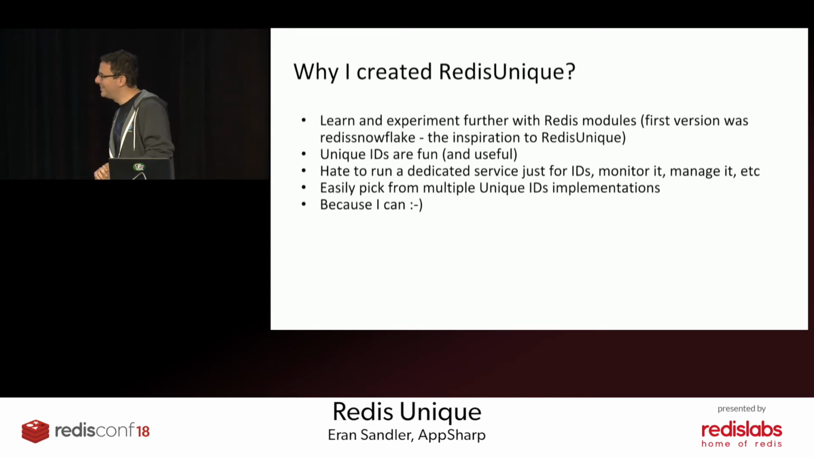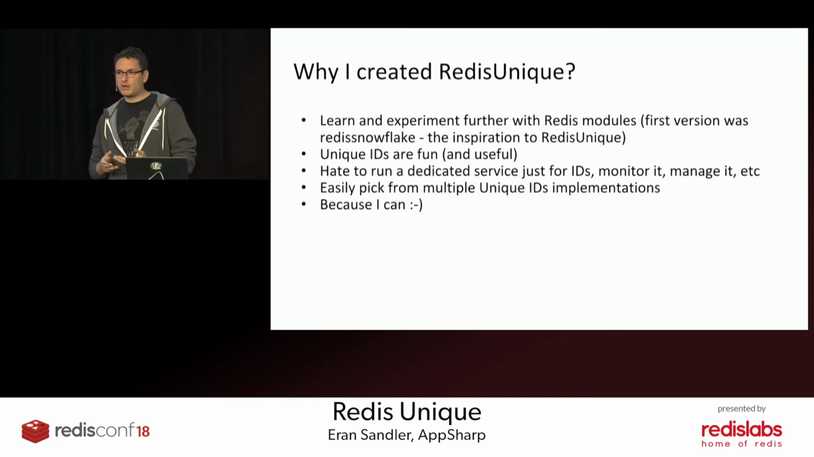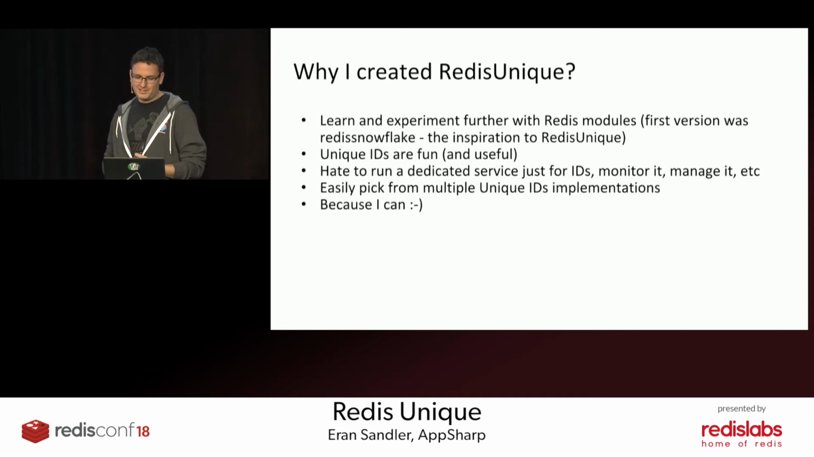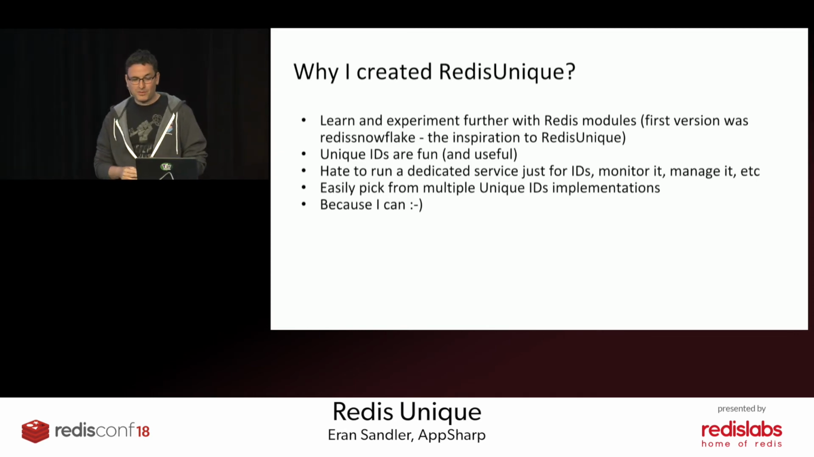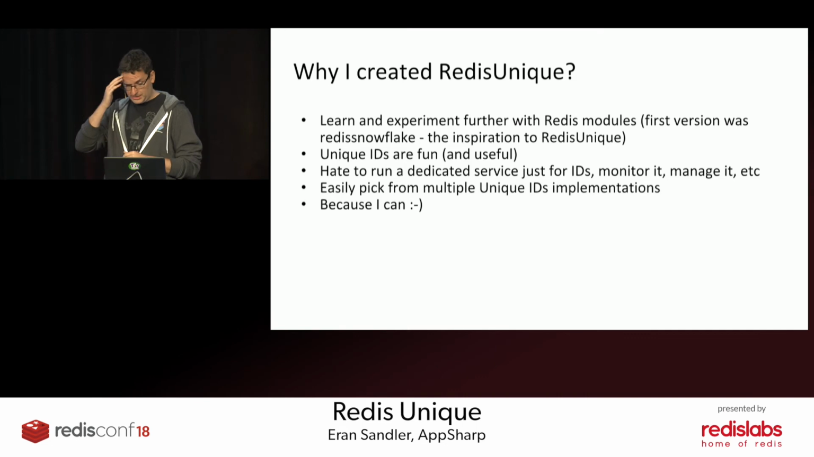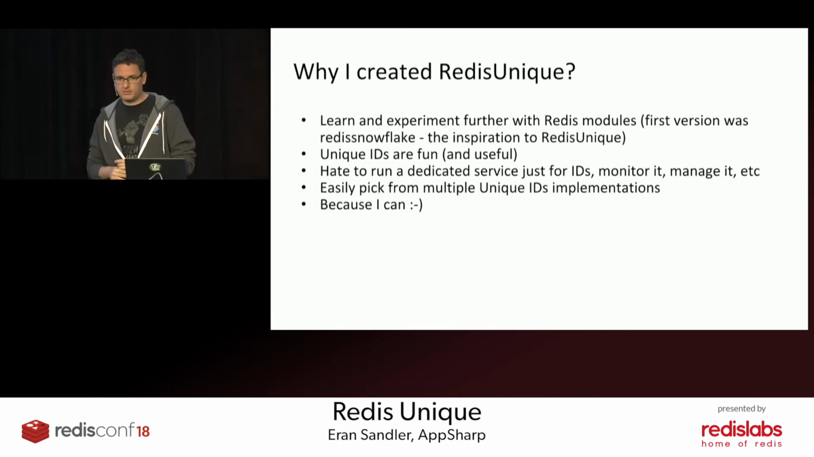Why was Redis Unique created? So first of all, I wanted to learn a little bit about how to write modules for Redis. The first version was kind of like my benchmark for studying things. I think since Twitter did Snowflake in 2010, it became my benchmark for evaluating new languages or platforms, and it's just simple enough code to figure out how things work. So the original version was just Snowflake, but then I decided let's add some more things, so GUIDs and everything else. Unique IDs are fun, as much as they can be, and very useful.